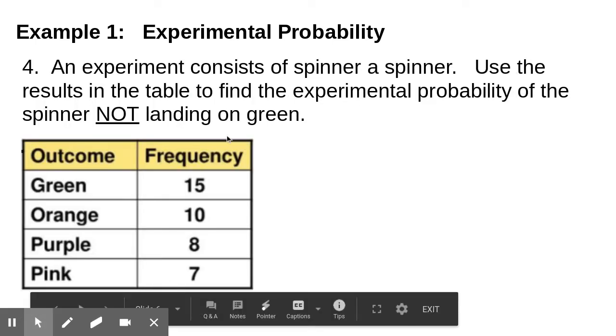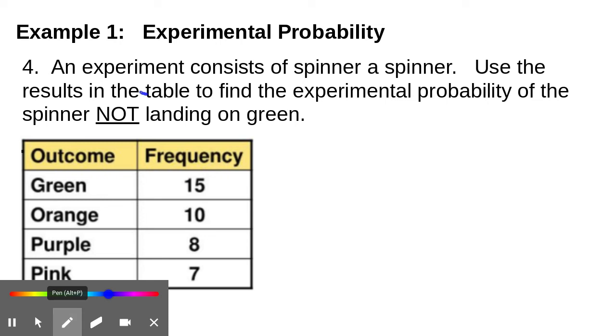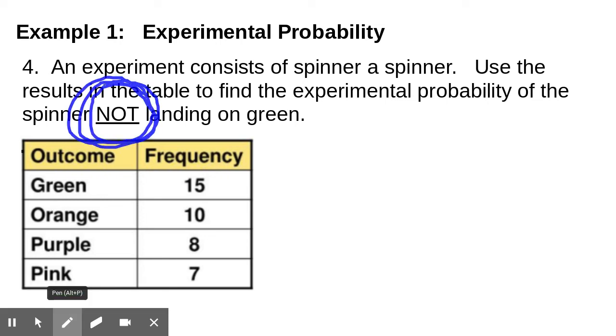All right, so let's take a look at another one. An experiment consists of spinning a spinner. Use the results in the table to find the experimental probability of the spinner not landing on green. If you remember yesterday, we talked about complementary events, and sometimes that word "not" is not bolded or underlined or emphasized. So be careful to make sure you're looking at what is not green.